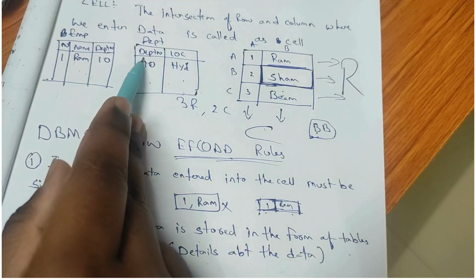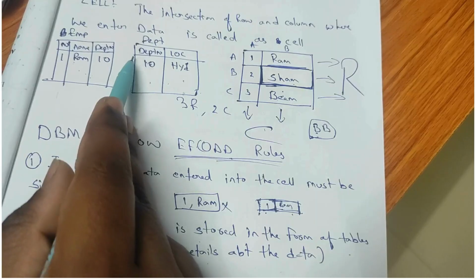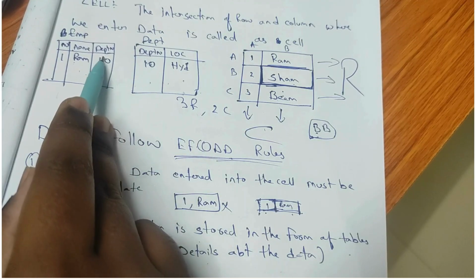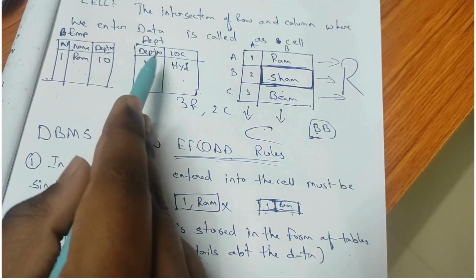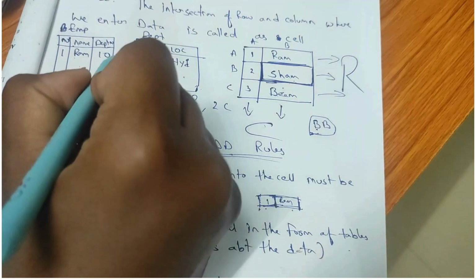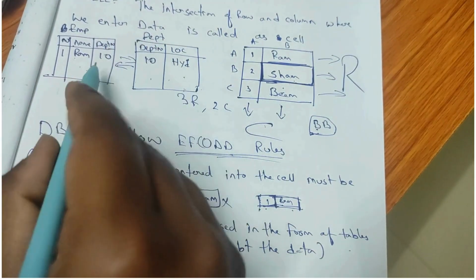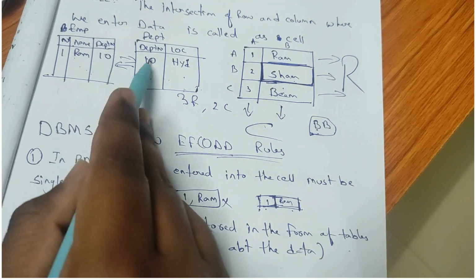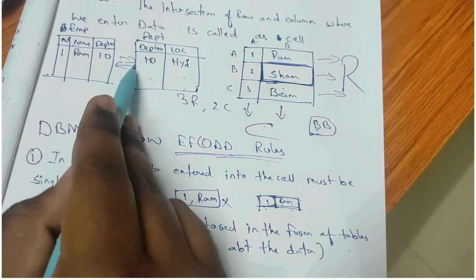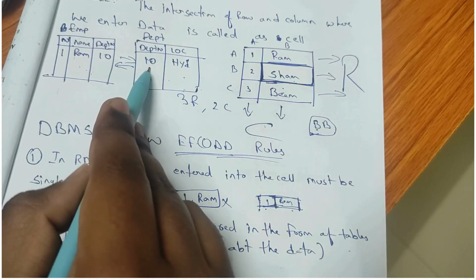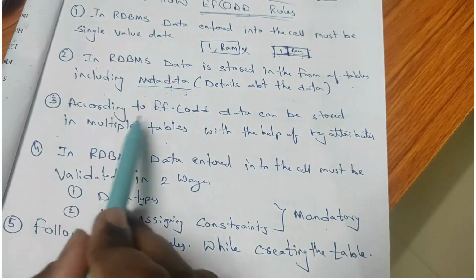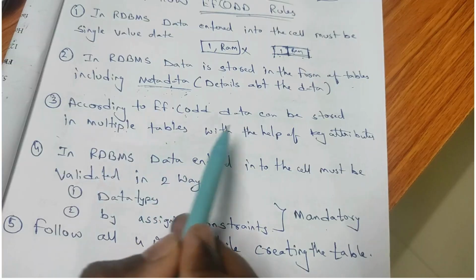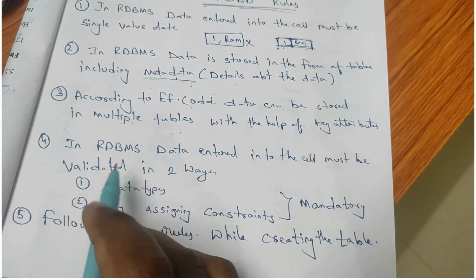So these are nothing but the key attributes, which are present in the different tables, but linked to the department number in the department table. To attach two tables we use key attributes. So according to Codd, we store multiple tables with the help of key attributes.